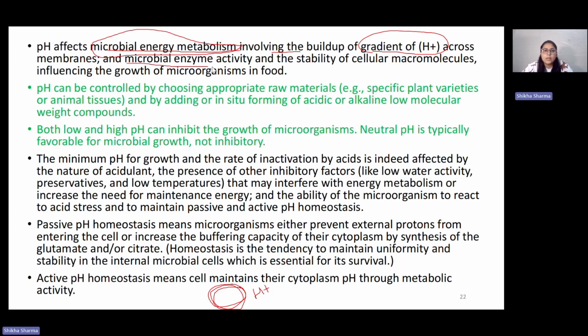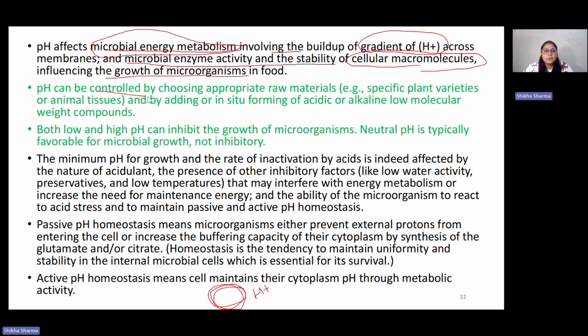And microbial enzyme activity will also be dependent on the pH outside. Also the stability of the cellular macromolecules, like protein structure, is dependent on the pH. So overall, pH is influencing the growth of the microorganism.